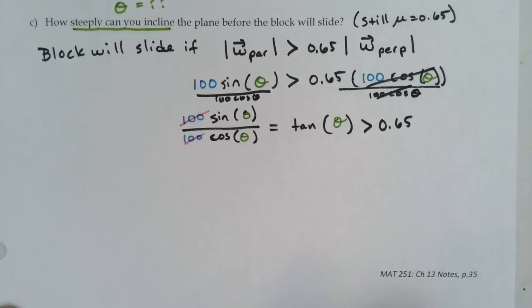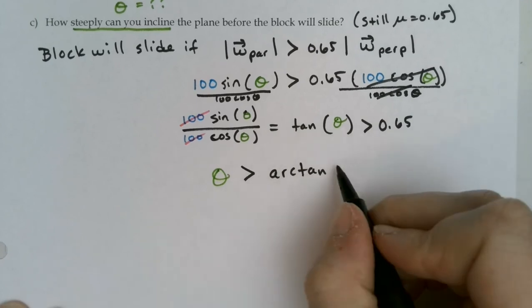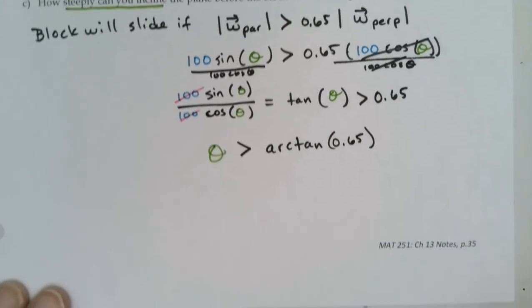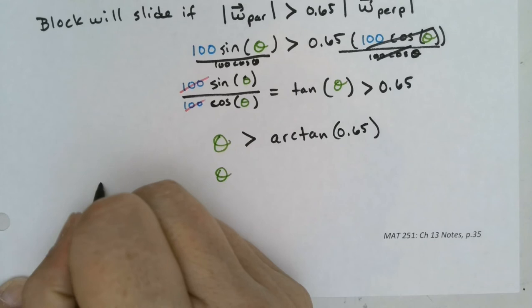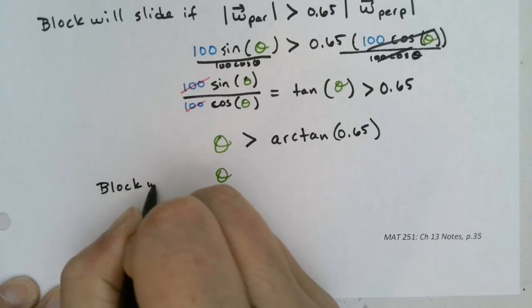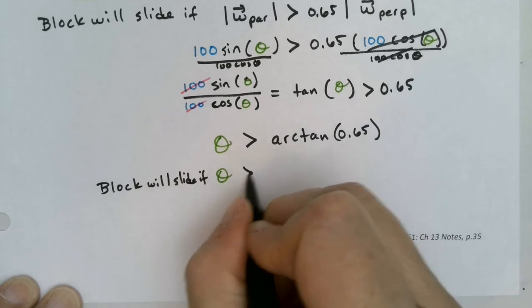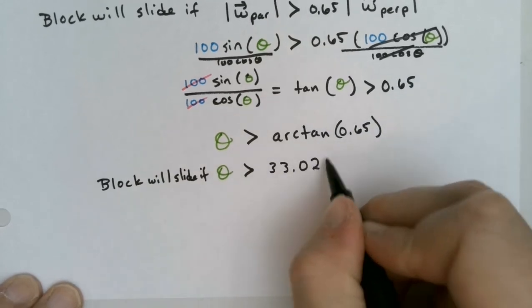All right, so that means theta has to be greater than the arctangent, or the inverse tangent, of 0.65. Grabbing a calculator, the block will slide if theta is greater than 33.02 degrees.